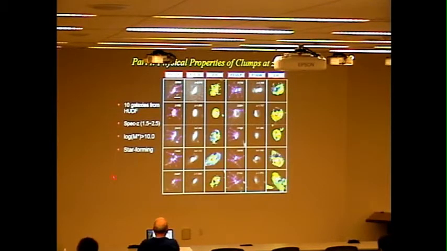So part 1, the physical properties of clumps. Here we have 10 galaxies selected from HUDF. They all have spectroscopic redshift from 1.5 to 2.5, stellar mass greater than 10 to the 10, and they are star-forming. For each galaxy, we identified the giant clumps from their rest-frame UV images, and because in HUDF we have 7 HST bands, we can measure the spatially resolved SED for each clump, and we can get physical properties of stellar mass, star formation rate, and age of each clump.